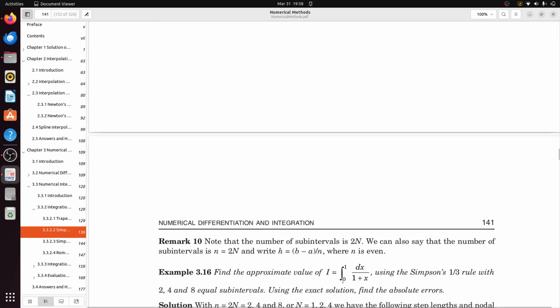Try this using Simpson 1/3 rule. Break it into two subintervals. First use two subintervals, you break it. Okay, the integral dx by 1 plus x. Yes? Yes sir, yes sir. Okay.